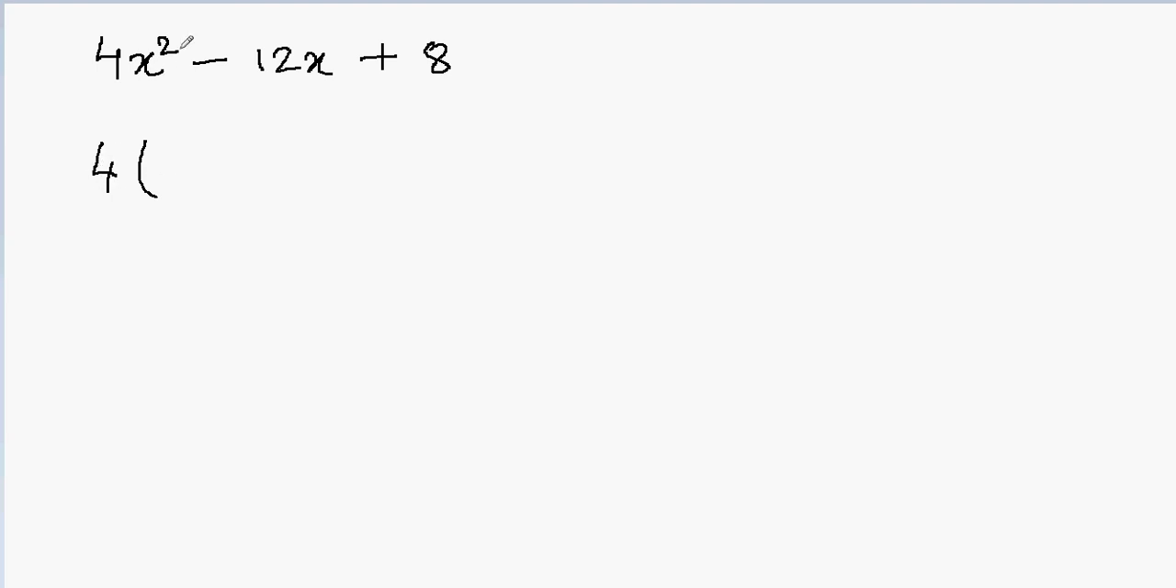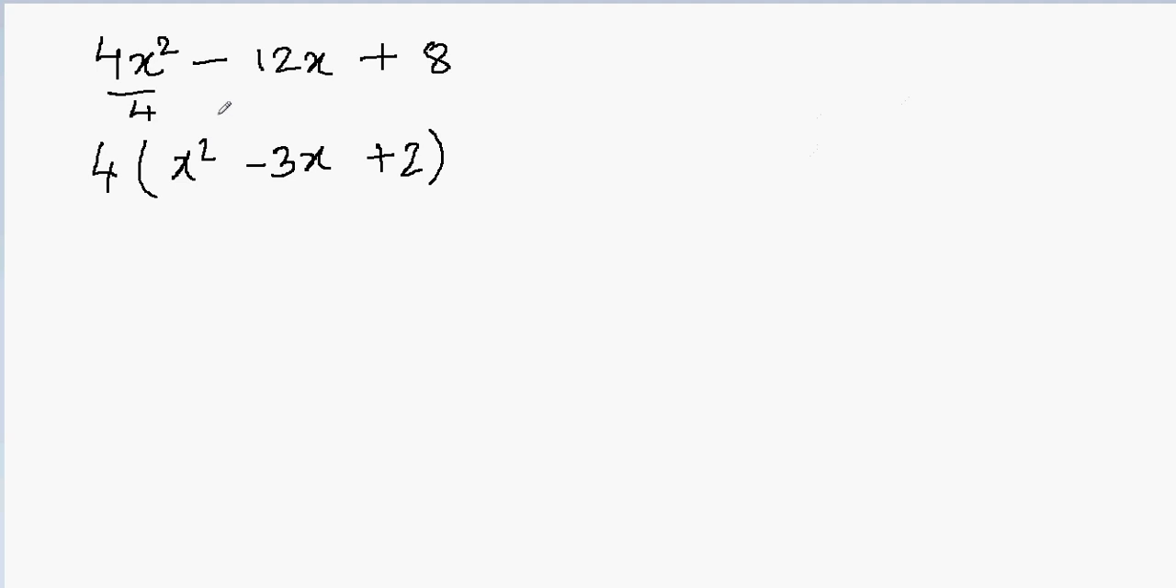Now what I have to do is divide each and every term of the trinomial by 4. So 4x squared divided by 4 will give me x squared. Then negative 12x divided by 4 will give me negative 3x. And then positive 8 divided by 4 will give me positive 2. Now, we just have to factor this trinomial. We've got the trinomial again, so we'll factor it.